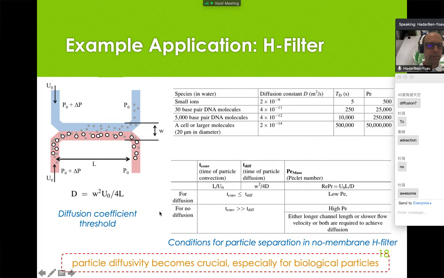So whenever you come into a channel, you can use this kind of calculation and see, in your dimensions or your geometry, which mechanism of the mass transfer becomes more dominant. Is it the convection or the diffusion? So, do you have any questions on this slide?